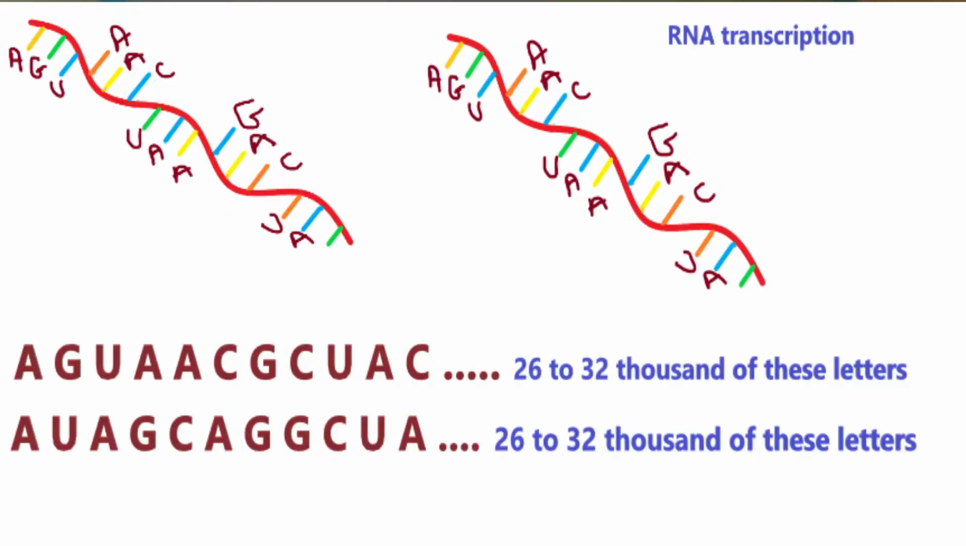As I said, SARS-CoV-2 is an RNA virus, so it is one long strand of RNA which is made up of a sequence of nucleotides, that is A, U, G, C. So they might be arranged as A, G, U, A, G, and so on to form long sequences of letters, which is about 26 to 32,000 of these letters. If you compare it with the human genome, we have about 3 billion of these letters.